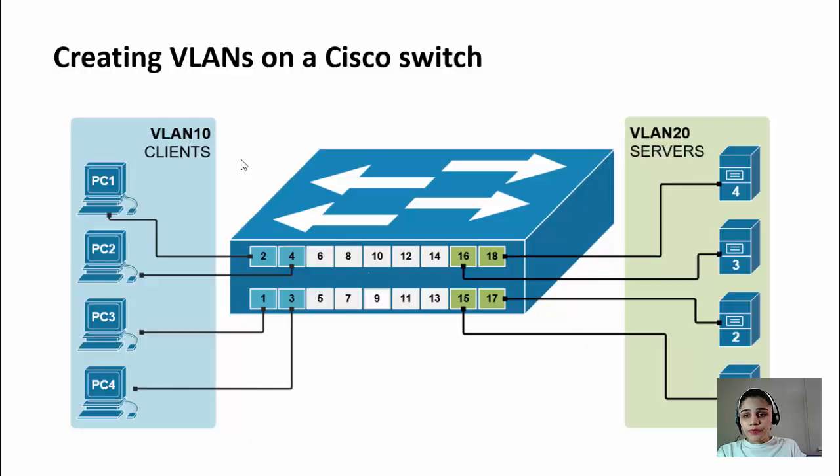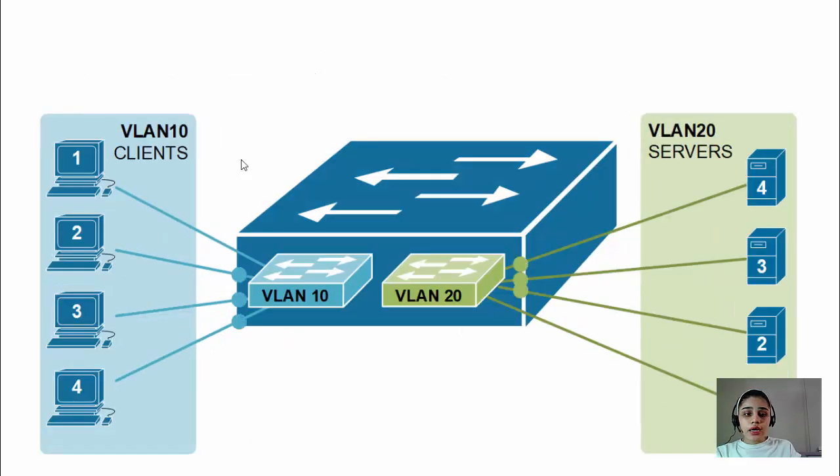Now let's create a VLAN on a Cisco switch. First, we create VLAN 10 for clients and VLAN 20 for servers, and we assign ports 1, 2, 3, 4 to VLAN 10 and ports 50, 60, 70, 80 to VLAN 20. The clients in VLAN 10 cannot communicate to the servers unless we configure routing, but the clients can communicate together. As you know, the clients in VLAN 10 can communicate together, but they can't communicate to servers in VLAN 20.